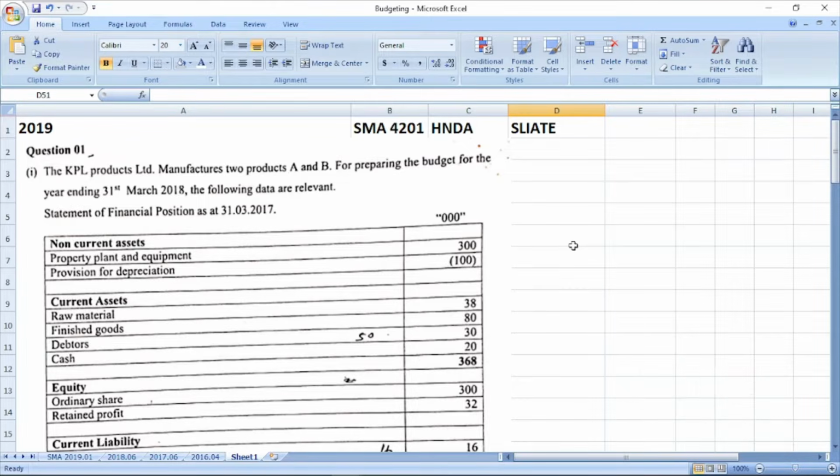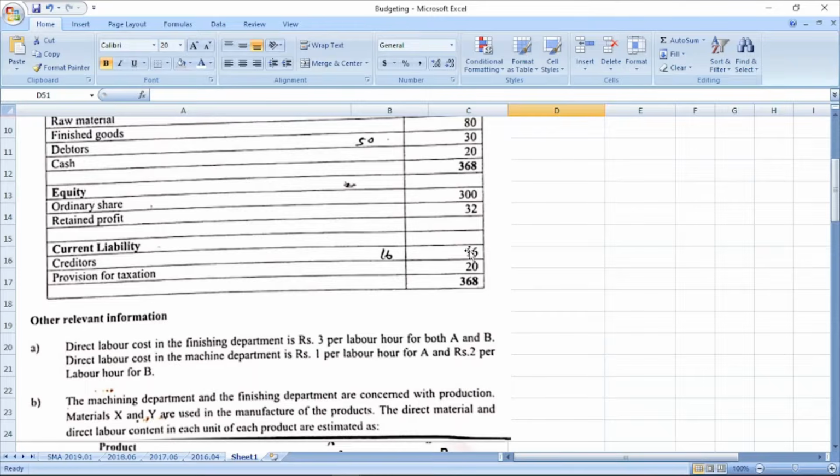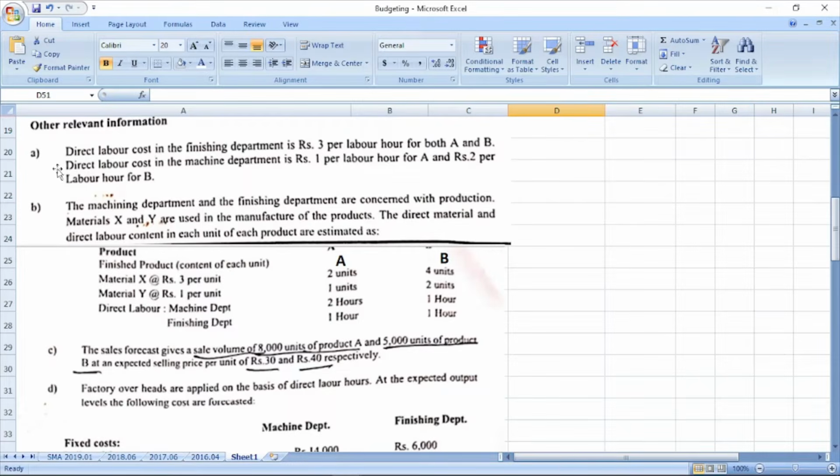Statement of financial position as at 31st March 2017. They give the financial position: non-current assets, current assets, equity, and current liabilities. Other relevant information: A. Direct labor cost in the finishing department is 3 rupees per labor hour for both A and B, and direct labor cost in the machine department is 1 rupee per labor hour for A and 2 rupees per labor hour for B. The machine department and the finishing department are concerned with production.